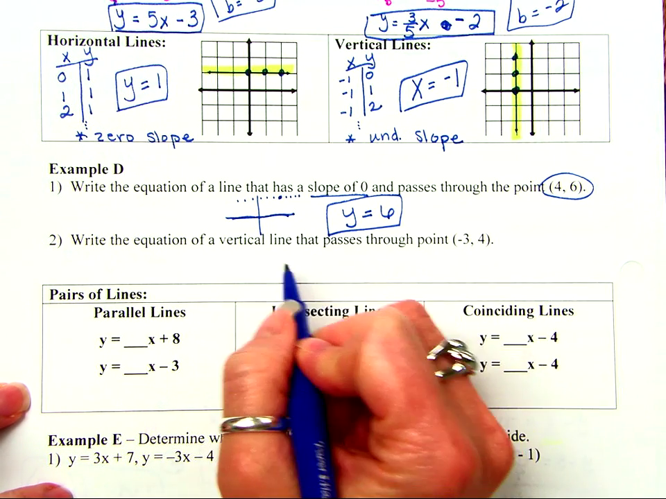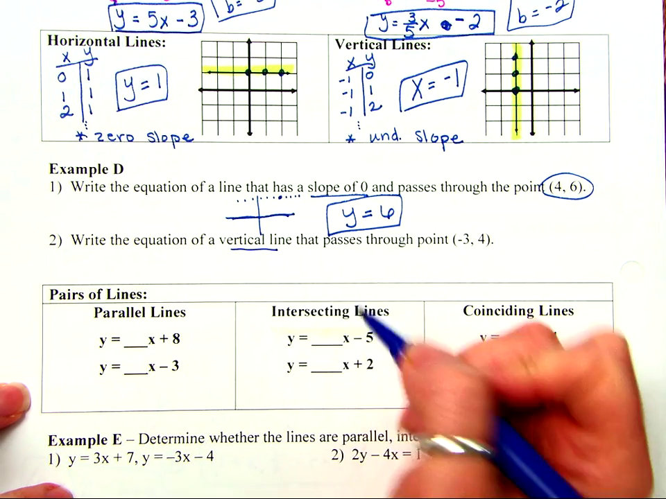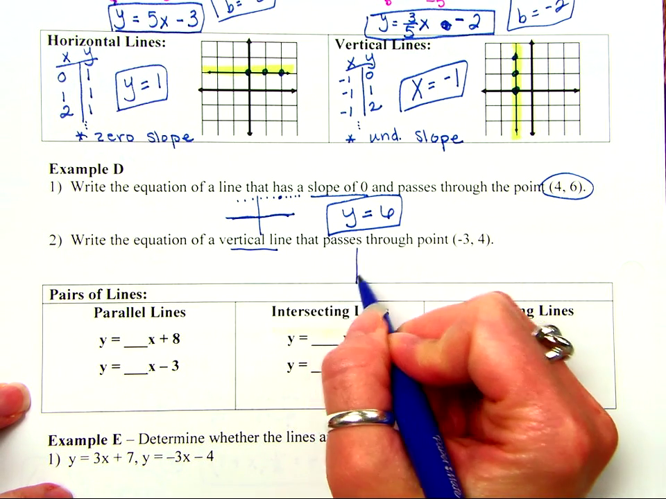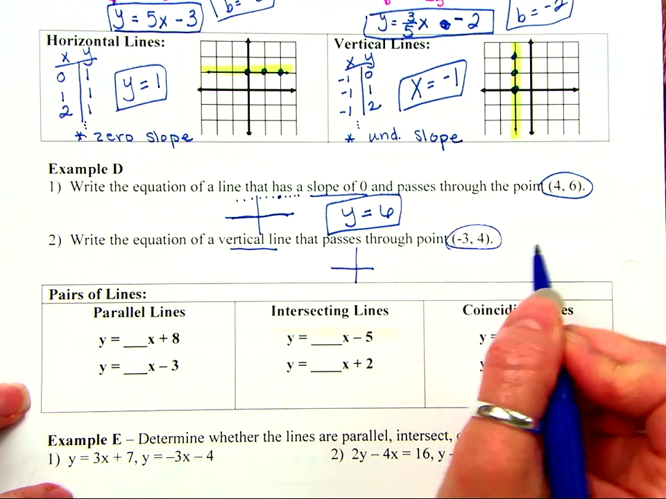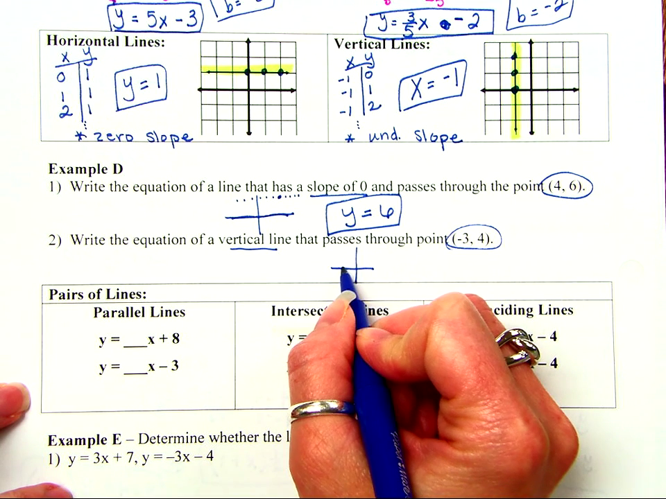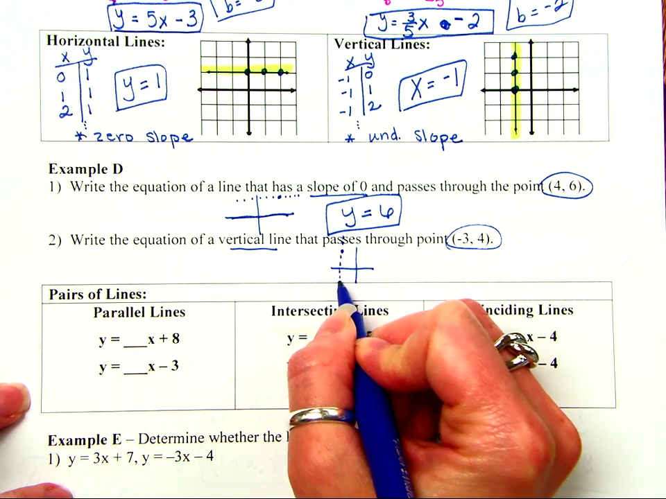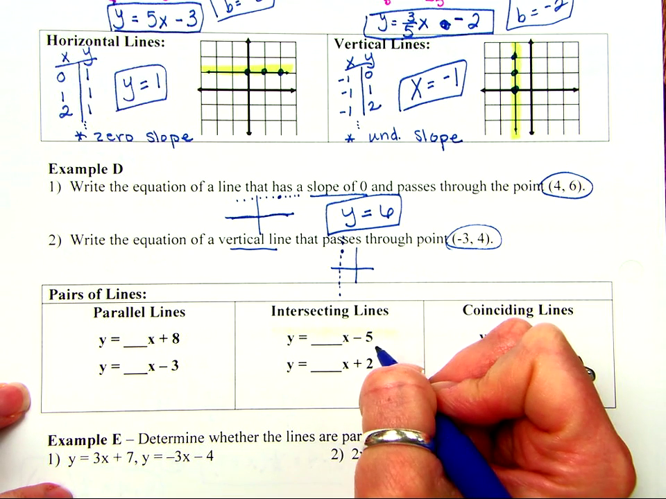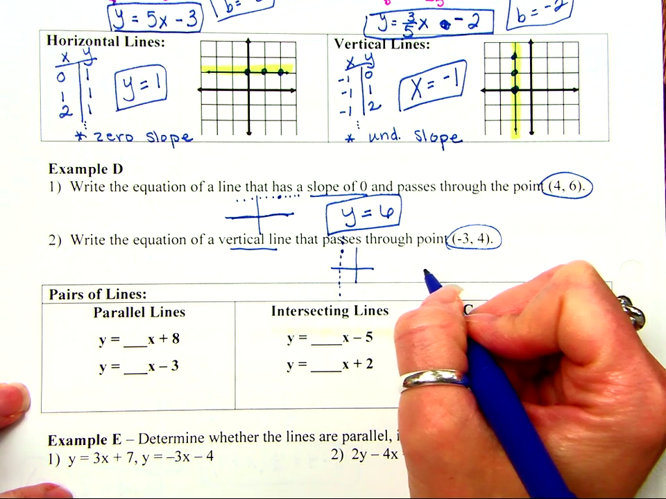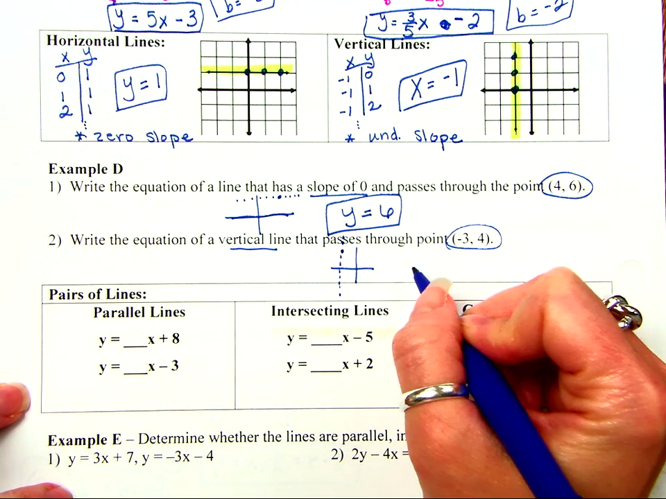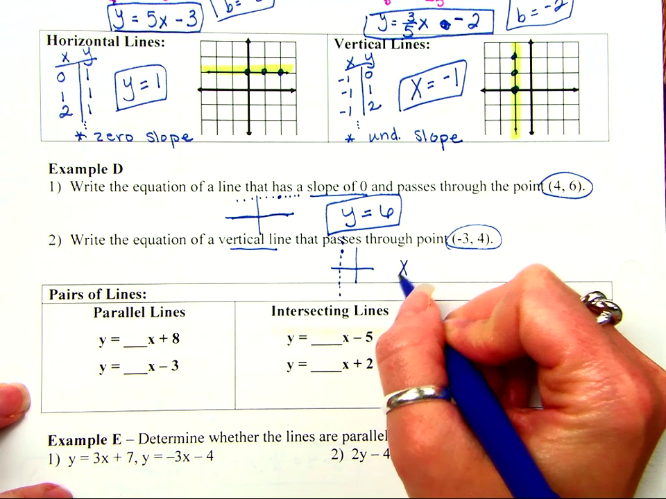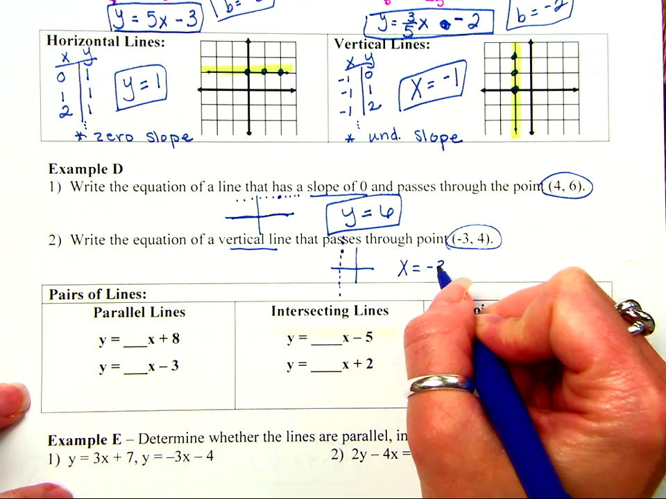The second one asks me to write an equation of a vertical line that passes through the point negative 3, 4. Well, negative 3, 4, vertical line, I can see I'm always going to have to be 3 units to the left. Therefore, my equation would be x equals negative 3.